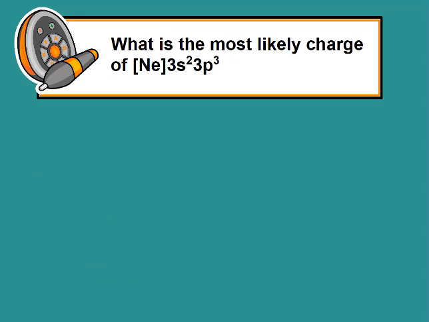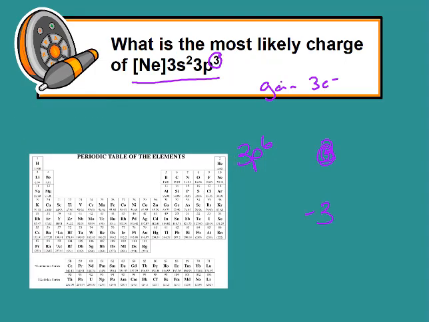So go ahead and pause the video and figure out what's the most likely charge of this electron configuration. Looking at this configuration, we don't even need the periodic table. We just need to look and say, well, the 3s is full, but the 3p is not full. In order to fill this 3p, we would need 3 more electrons. So I need to gain 3 electrons, which would give me a 3p6 configuration. And when you gain 3 electrons, that's going to be a -3. We also could have looked on the periodic table and said that this was the same as phosphorus. And phosphorus most likely makes a -3 charge.